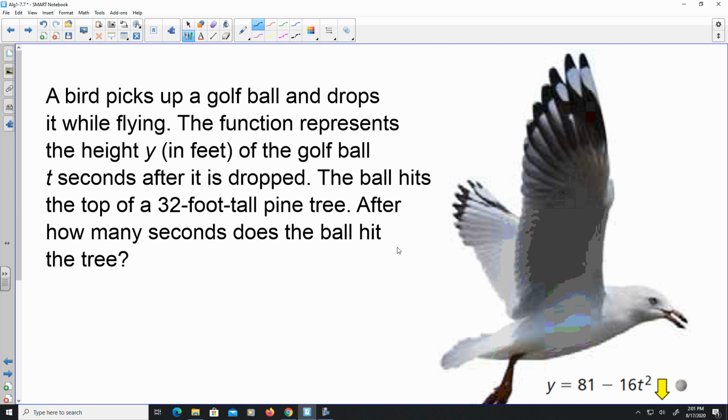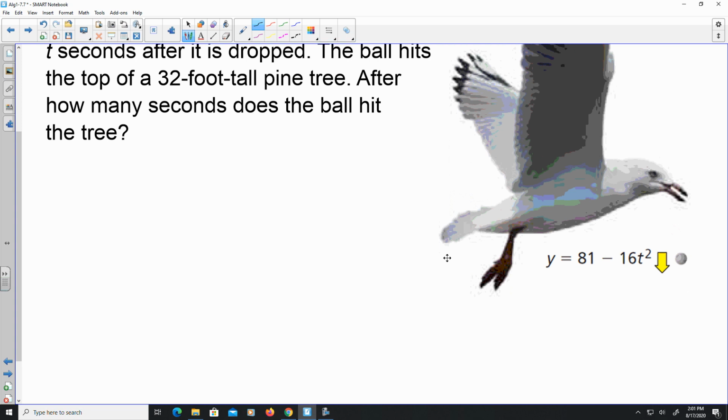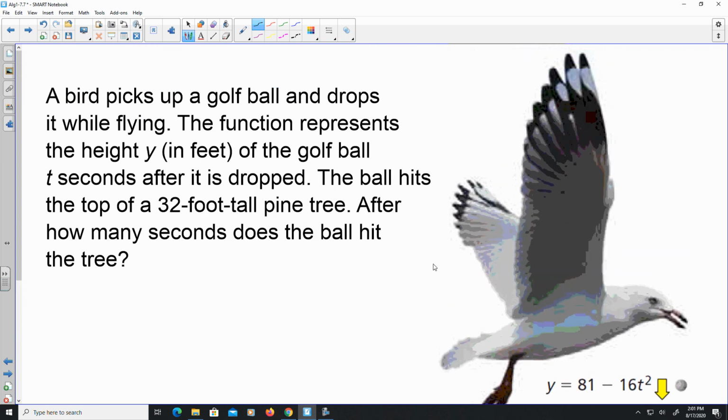So they give us an equation here of y equals 81 minus 16t squared. They're telling us that y represents the height in feet of the golf ball t seconds after it is dropped. So y is the height. They want you to figure out when the ball hits the top of a 32-foot tree. So y is going to be 32.